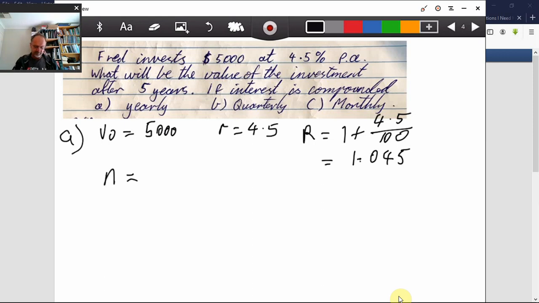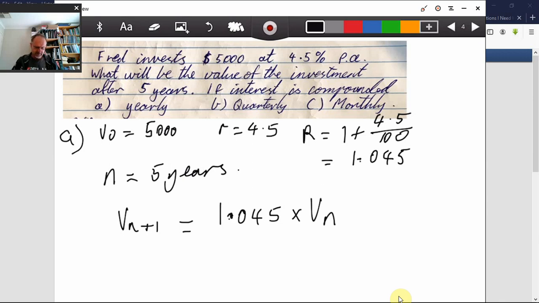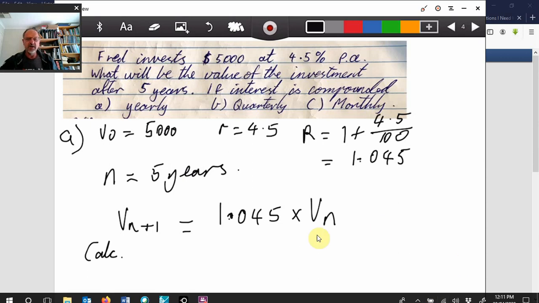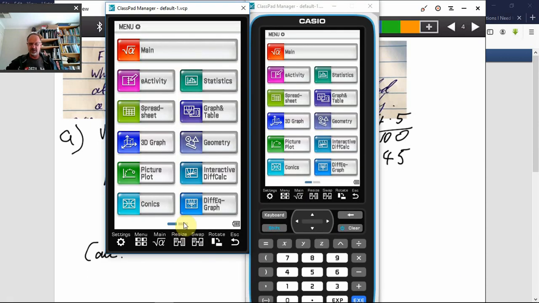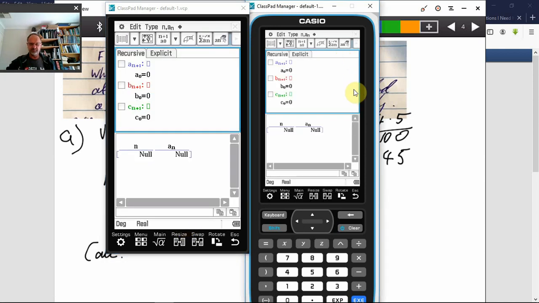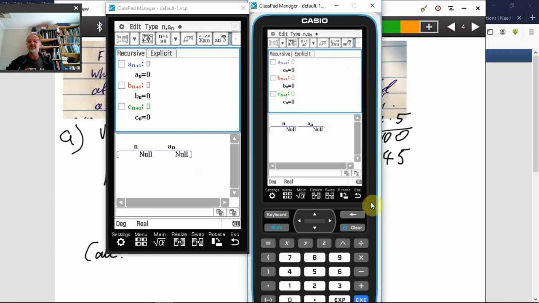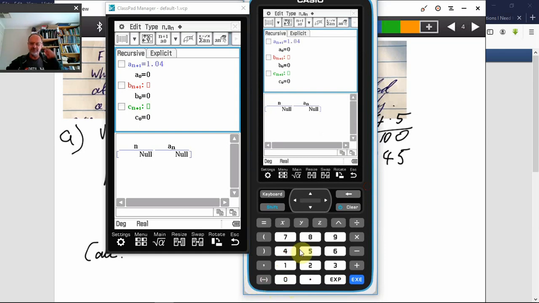All right, N. So it's example A then. So for A, N is 5 years. And V0, as we've got all that. So our recurrence relation is Vn plus 1 equals R, which is 1.045 times Vn. All right, so here's where we go to our calculator again. So let's go to our calculator. Remember, it's on our second page in our sequence. Haven't got any at the moment. So Vn plus 1, so looking at A, is 1.045 times AN, and our initial value for Fred is 5,000.